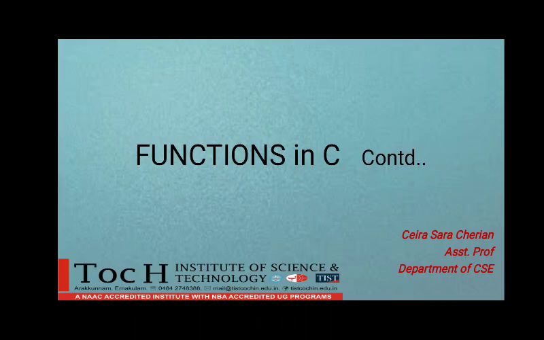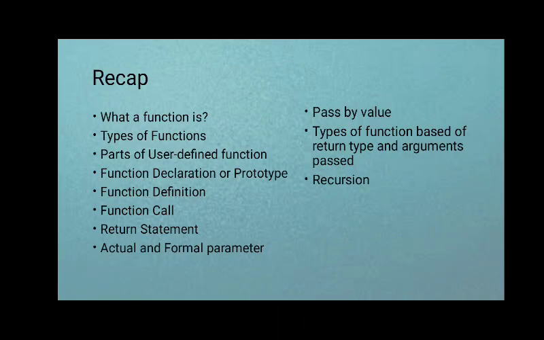Hi everyone. Today we are moving on to the third part of functions. Before we move on to some sample programs using functions, let's have a quick recap on what functions were. What was a function? A function is a set of statements which are written together to perform a particular task.